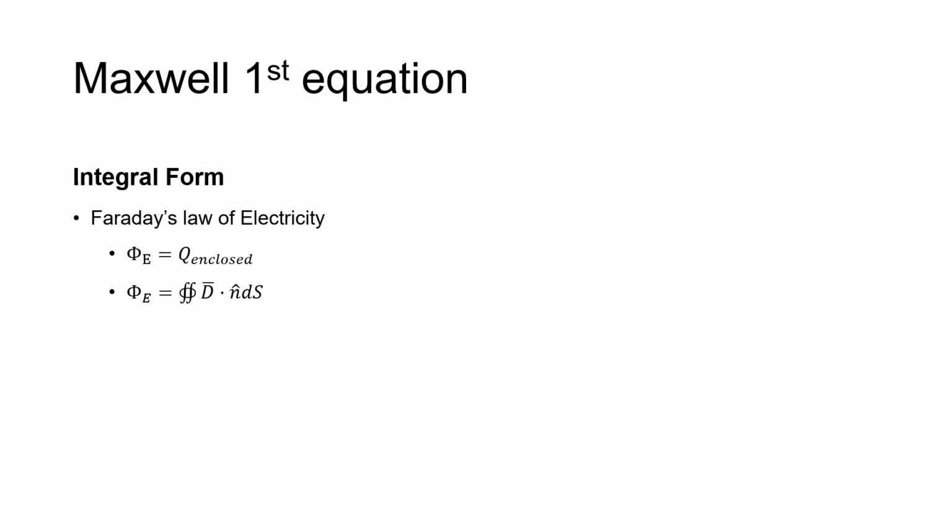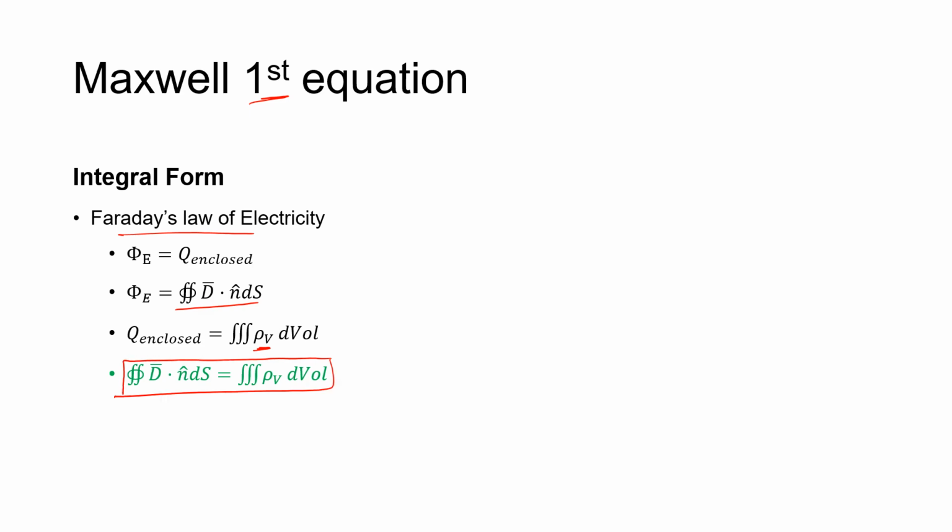Let's have the second point of discussion here, which is the Maxwell first equation. In the integral form, we start from Gauss's law for electricity. We have the flux equal to the enclosed charge. We can rewrite the flux as a double integral over a closed surface, D dot n dS. Then the enclosed charge is also calculated by the charge density over volume, and we triple integrate this over the volume. Equating these two things together, we get the first Maxwell equation in the integral form here.